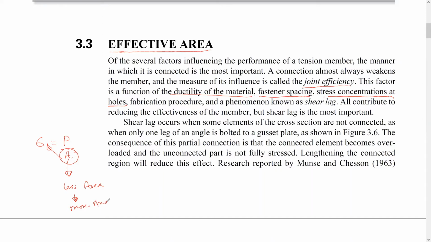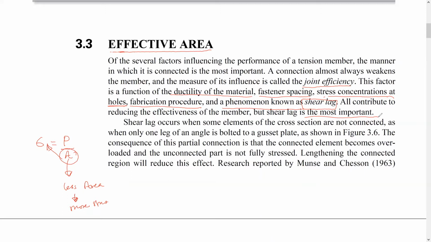And we have another factor, the fabrication procedure, and a phenomenon known as shear lag, and this is a very important one. All these factors contribute to reducing the effectiveness of the member, يعني كفاءة المember, but shear lag is the most important factor here, and that's what we will study in the effective area. Shear lag happens when some elements of the cross section are not connected.